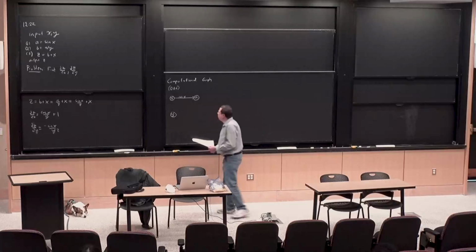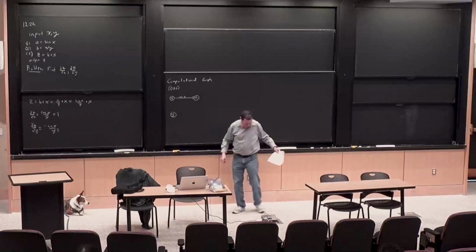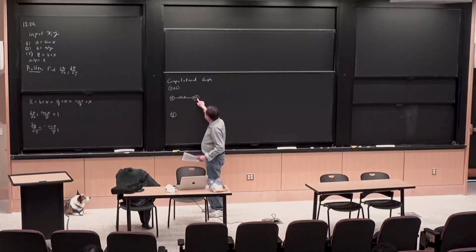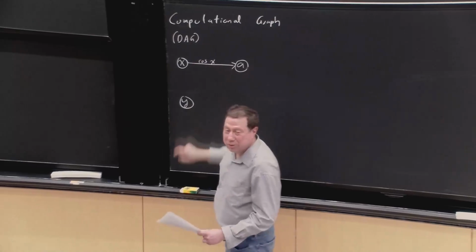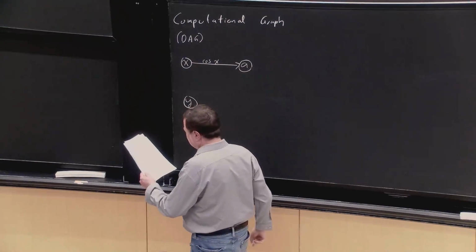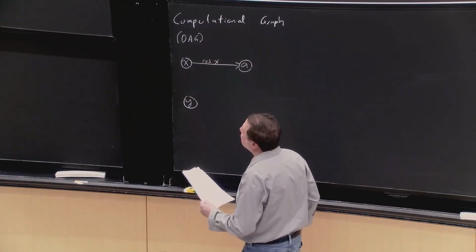So the derivative of, it's just this. The way to read this is the derivative of a with respect to x is what's on this arrow. Okay, so this is dA/dx. Okay, let's go another step.